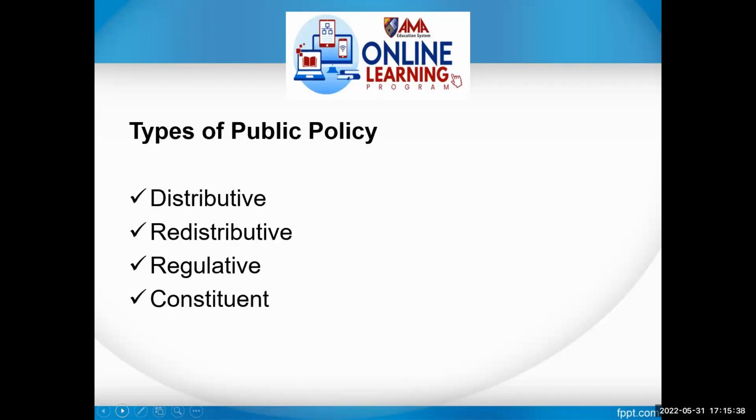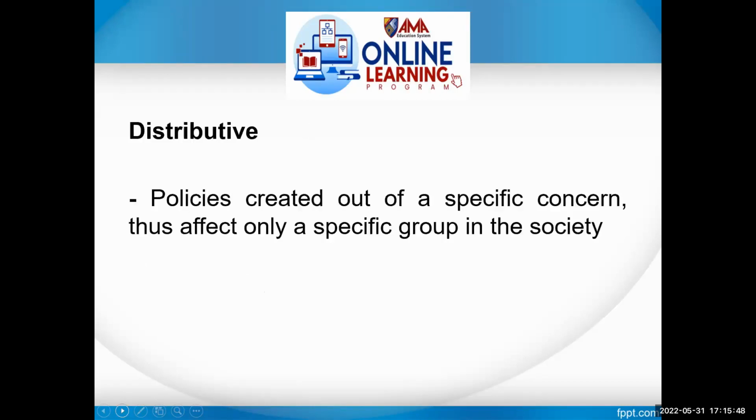So there are different types of public policy. We have distributive, redistributive, regulative, and constituent. When we say that a public policy is distributive, the policy is created out of a specific concern that affects only a specific group in the society. Let's give an example.